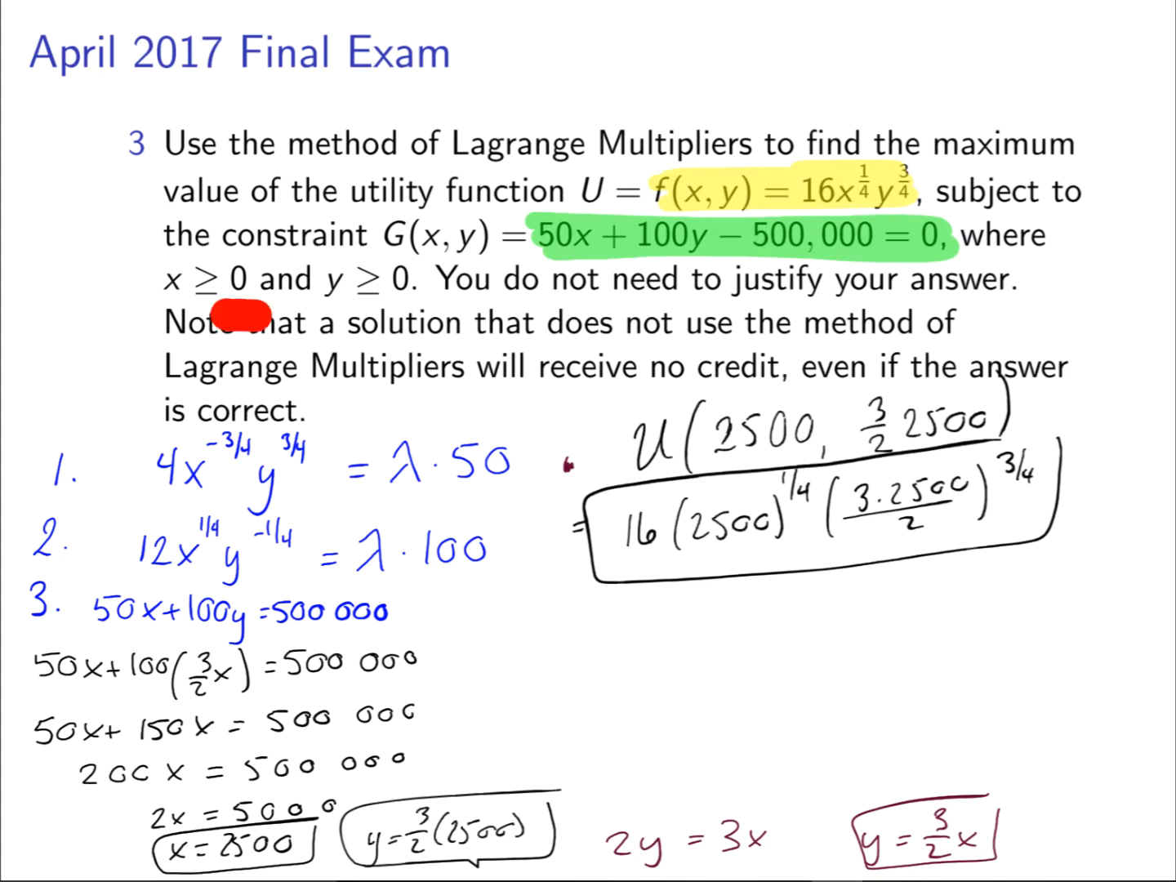To find the minimum, I would look here at these constraints when x is 0 or y is 0. Those would give me the minimum value of my utility function, which would be 0.